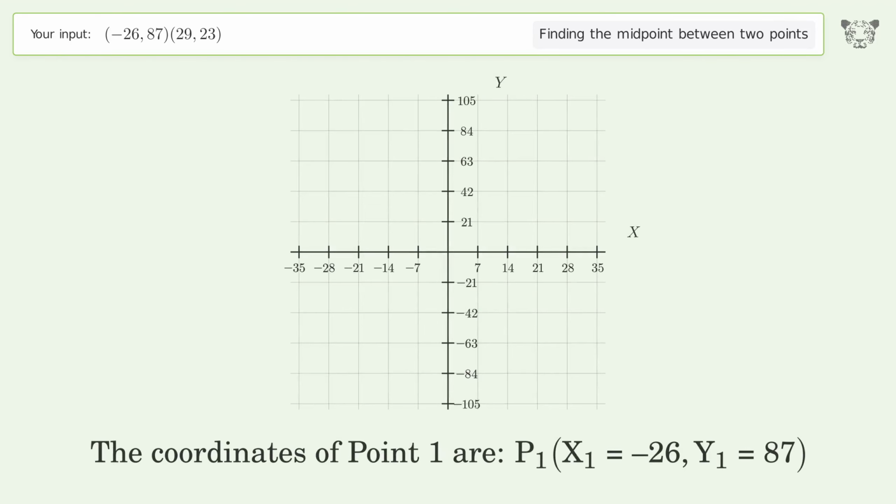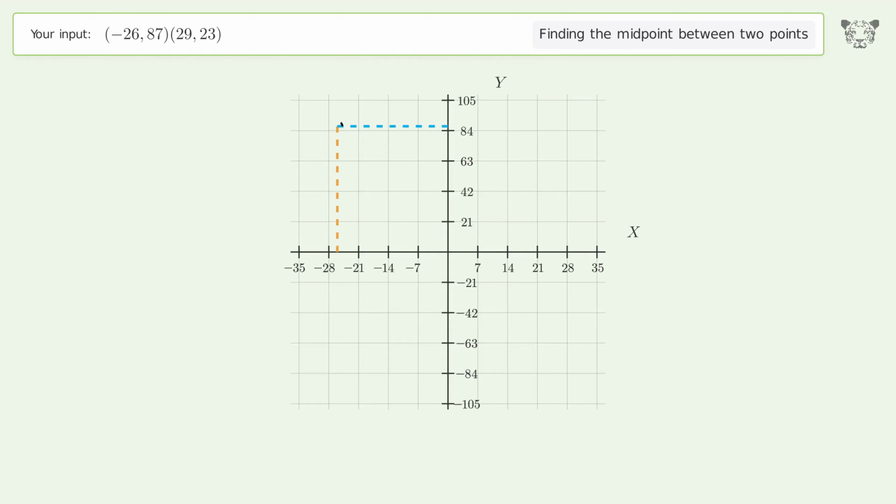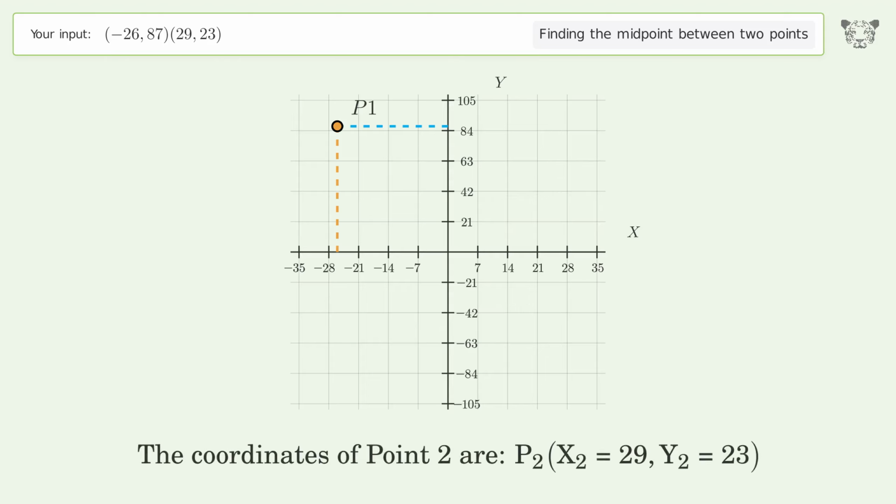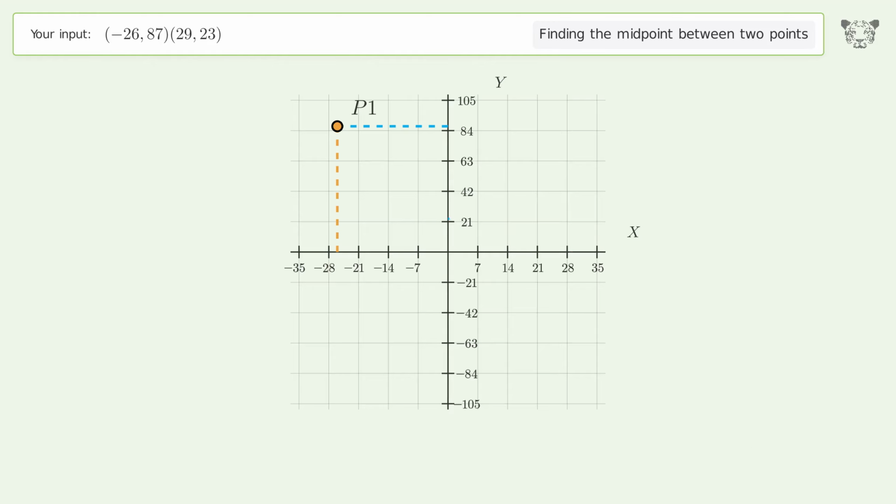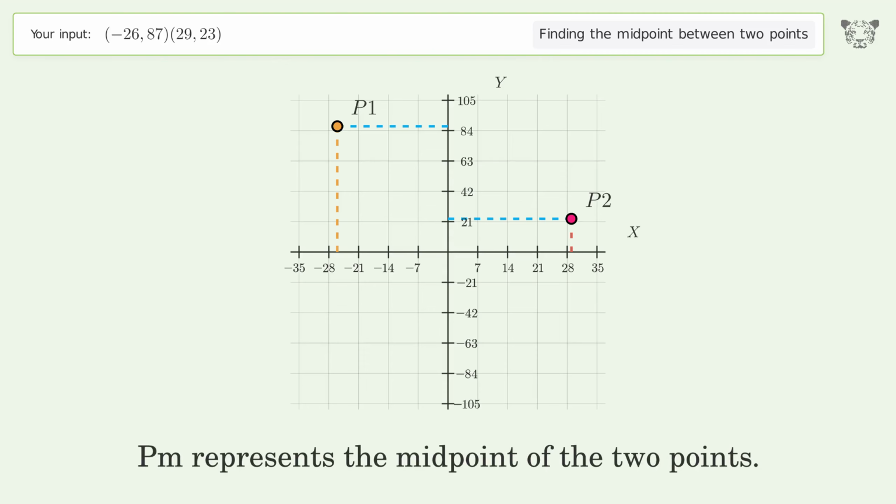The coordinates of point 1 are x1 equals -26, y1 equals 87. The coordinates of point 2 are x2 equals 29, y2 equals 23. PM represents the midpoint of the 2 points.